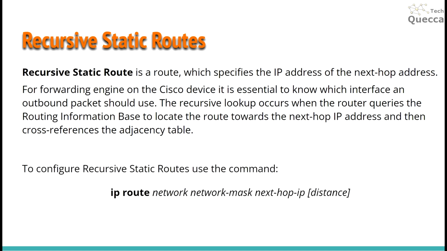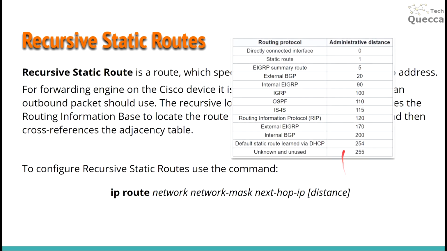To configure a recursive static route, use the following command: ip route, network, mask, and then your next hop IP address. There is also an optional keyword, which I didn't mention in the previous slide, which is distance, or administrative distance. As you know, by default, a static route has administrative distance 1. With this option in this command, you can make your route a floating route.